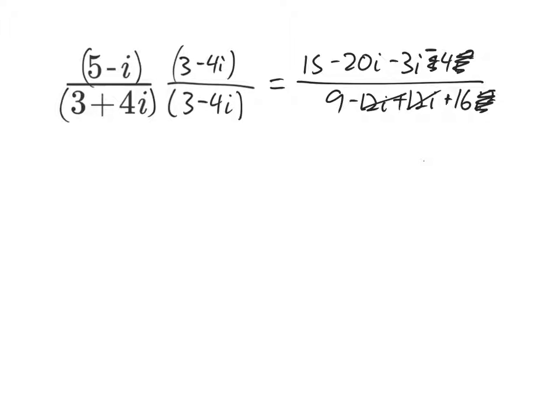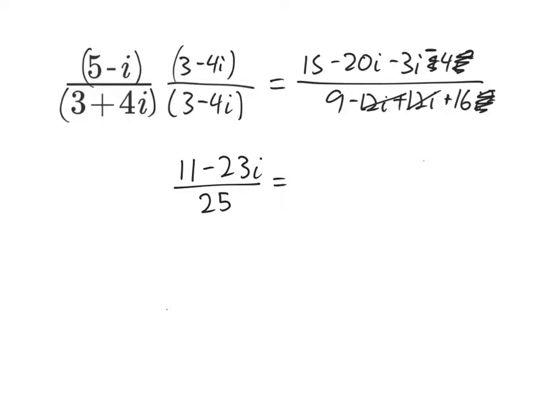So if you look at the bottom here, all my i's are gone. That's the whole point. So the top becomes 11 minus 23i all over 9 plus 16, which is going to be 25.